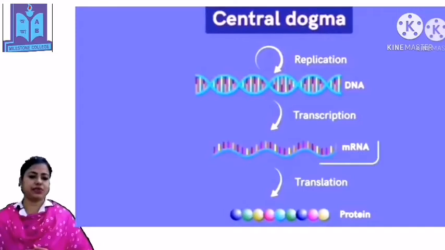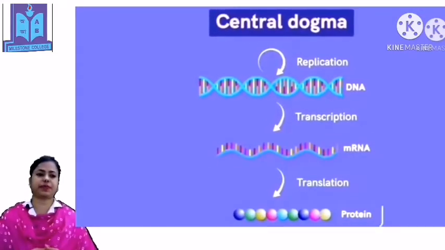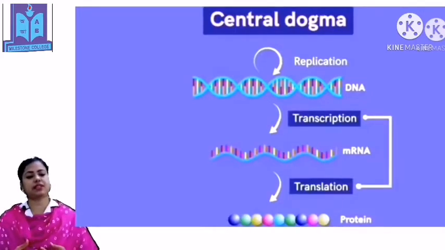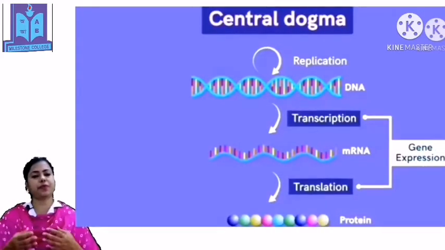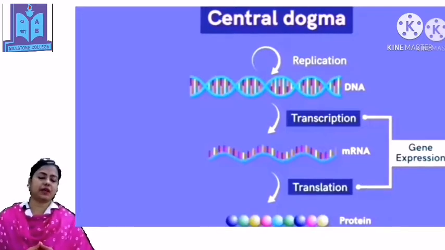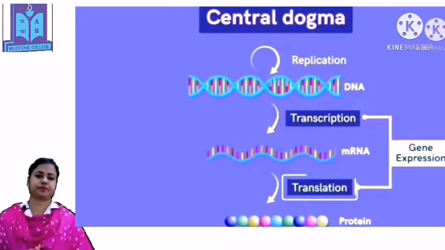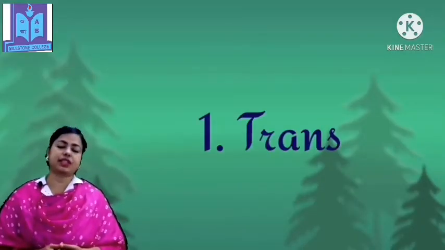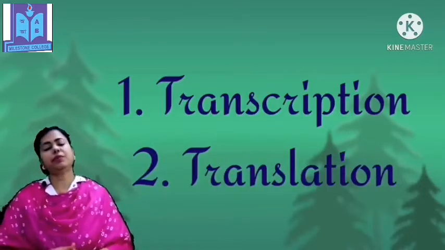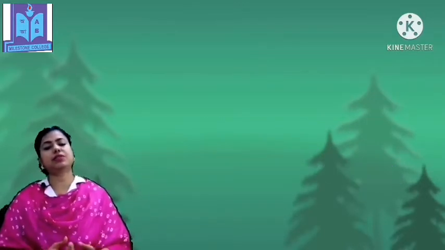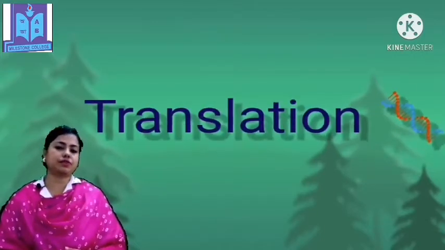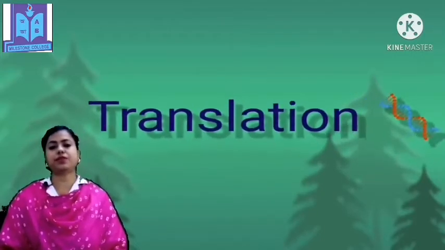Transcription and translation together are called gene expression. The code of a gene needs to be transcribed first and then translated to form the protein. This protein becomes functional. So gene expression can be divided into two processes, transcription and translation. In our previous class, we already discussed the transcription procedure. Today, I want to discuss the process of translation. So, dear students, let's go to the discussion.